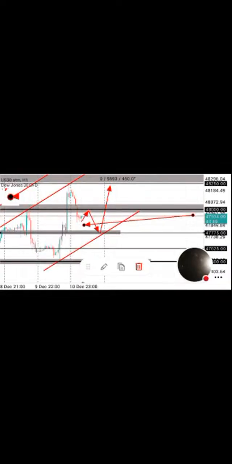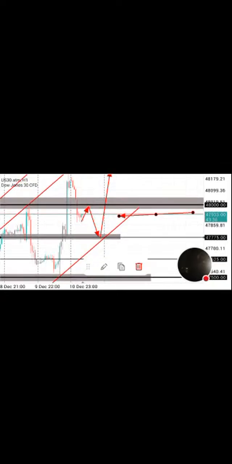And if maybe price breaks out from this point here, then we're looking at price reacting to this other level, and we can now witness a drop to the downside. This is basically what I'm looking at on this pair right now.